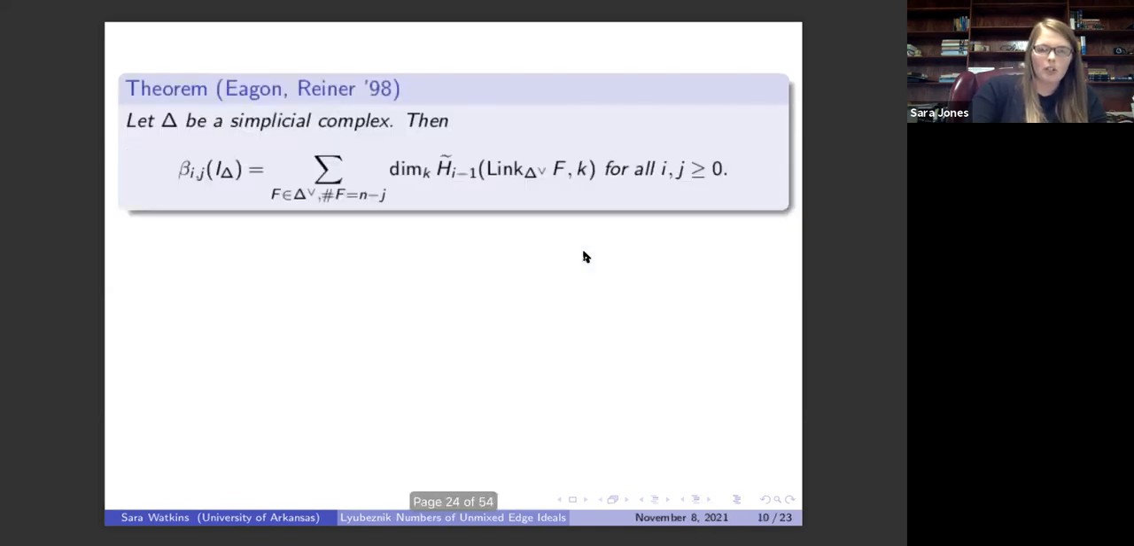Before we introduce those, let's get where the link actually came from between the graph and the linear strand. So that is using the Eagon-Reiner formula that we see here.